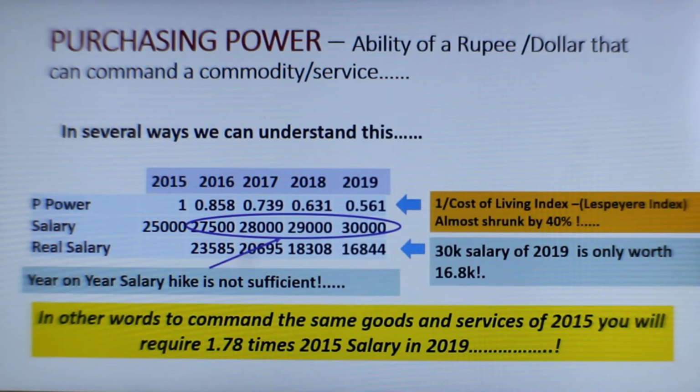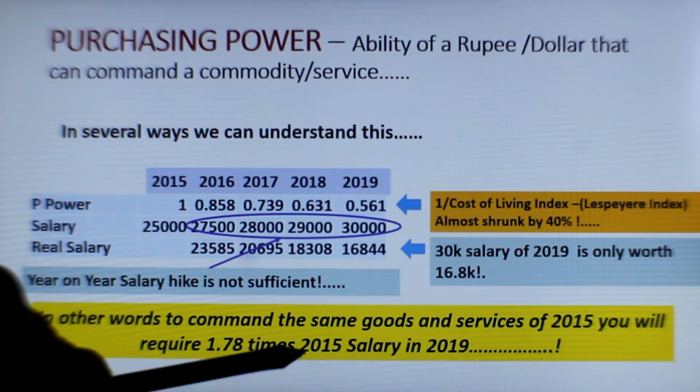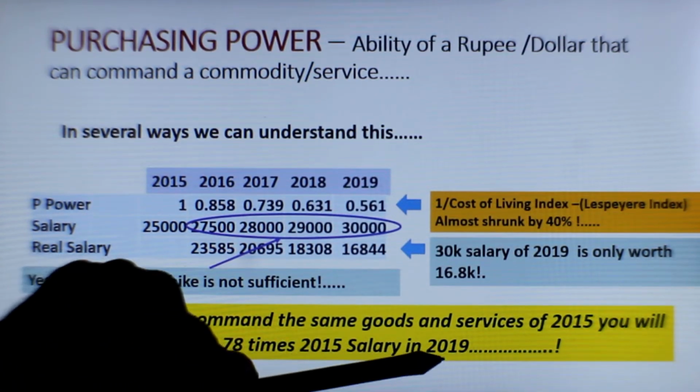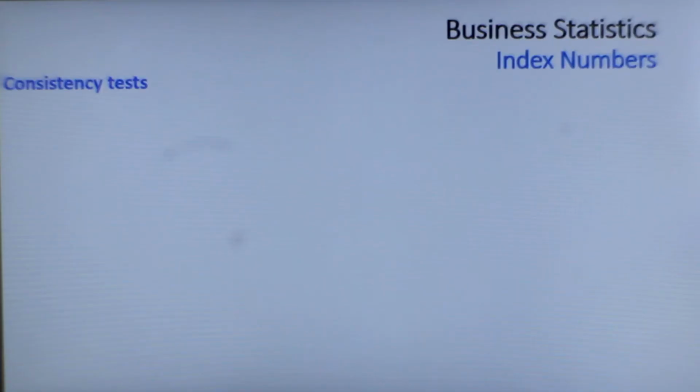In other words, to command the same goods and services of 2015, you will require 1.78 times the 2015 salary in 2019. So far we have learnt about index numbers and how the index numbers are calculated.